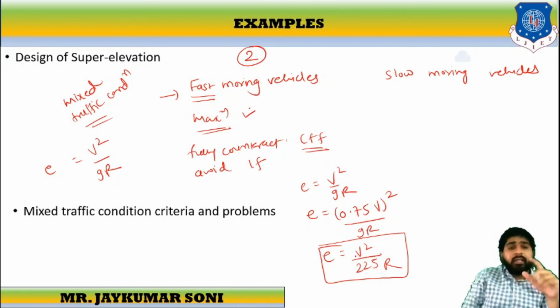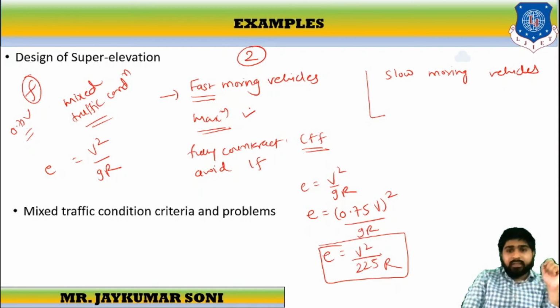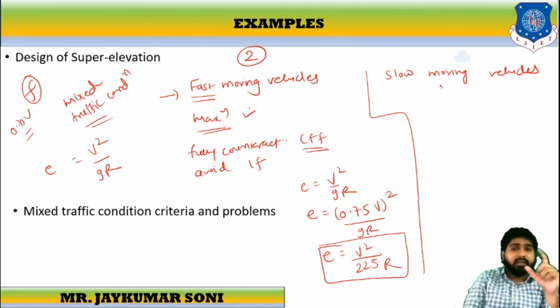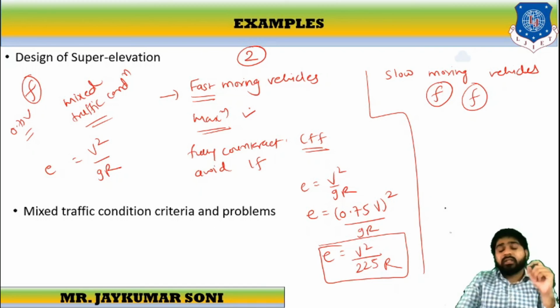What we have done is we have neglected the value of f. This is only the discussion of fast moving vehicles, and we have taken 0.75 of V, meaning 75 percent of design speed. If we discuss slow moving vehicles, then we are completely dependent upon f. So in this case, we will completely use the old equation of super elevation with f. Fine. So these are two criteria. If fast moving vehicles are there and maximum super elevation is to be provided, then the equation should be e is equal to V square by 225R.